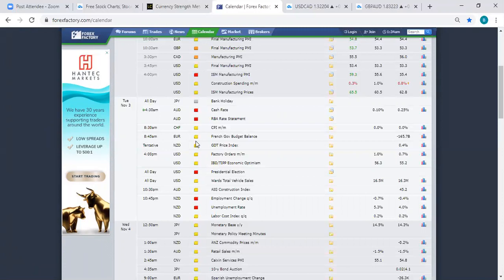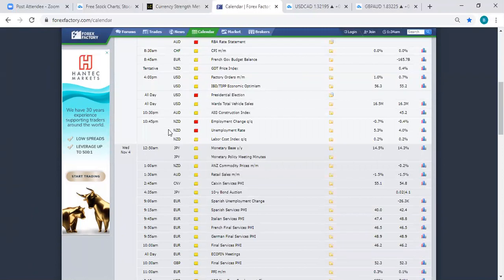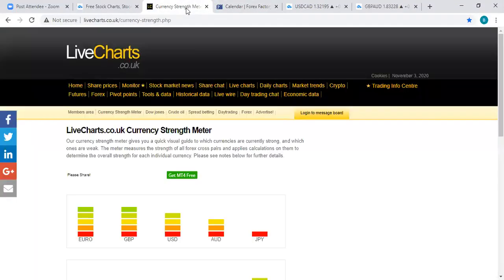Any currency that is on the news around the time you are trading, 30 minutes before and 30 minutes after the time you are trading, any currency on the news, stay away from it. After you've done this, you want to do this every time you want to trade, so it makes it easy for you.